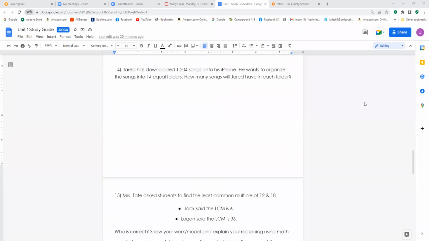All right, number 14. Jared has downloaded 1,204 songs on his iPhone. He wants to organize the songs into 14 equal folders. How many songs would Jared have in each folder? So we're going to take all 1,204 songs. We're going to divide them into groups of 14.